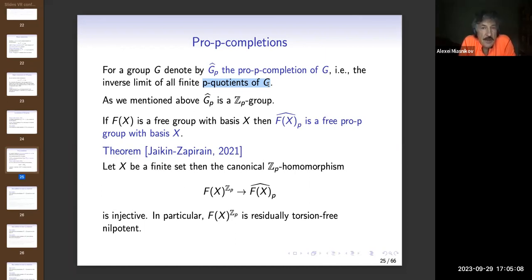And the question is how it relates to Z_p tensor completions. Of course, for an arbitrary group G it is difficult to say, but what is known is for a free group with basis X. If you start with a free group with basis X, then its pro-p completion is actually a free pro-p group with basis X.